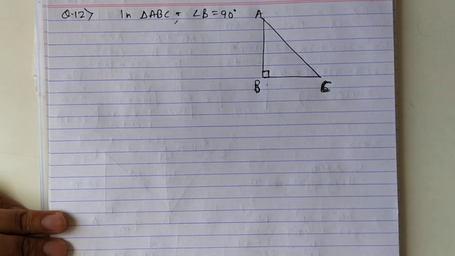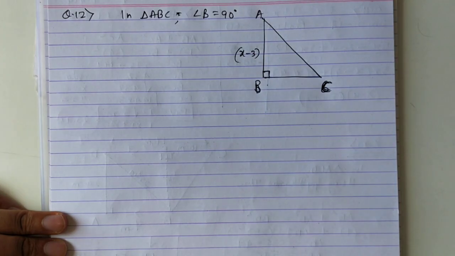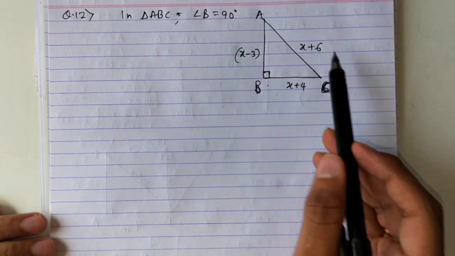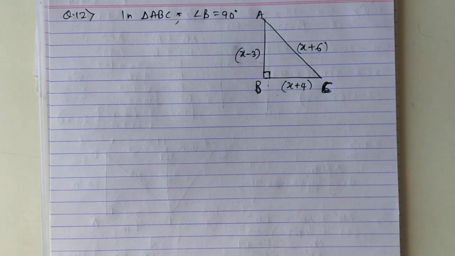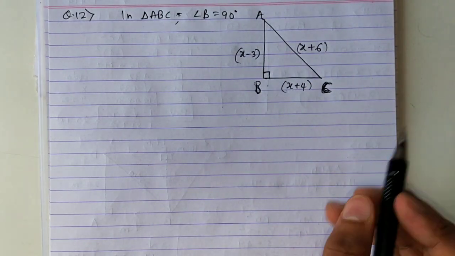In triangle ABC, they have given that AB is x minus 3, BC is x plus 4, and AC is x plus 6. All three sides are given, and we have to find the value of x and then the value of all three sides. So let's find x first.